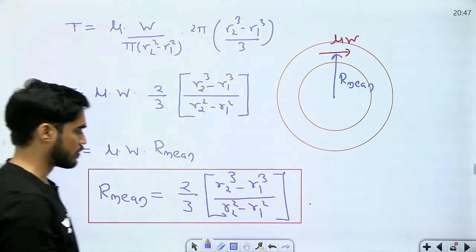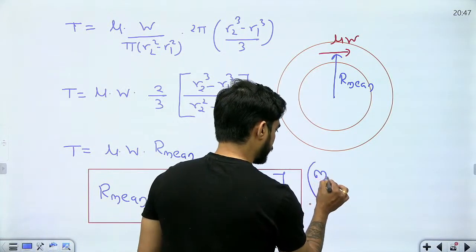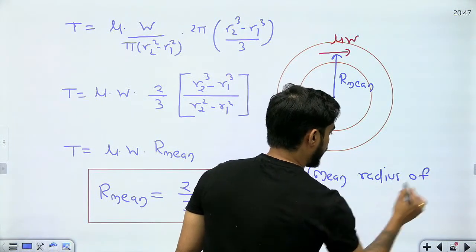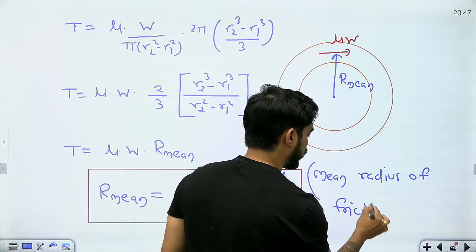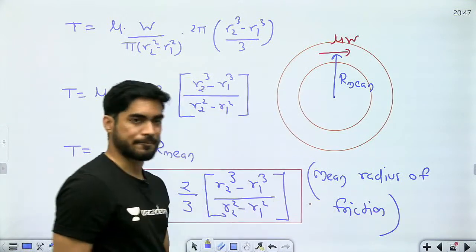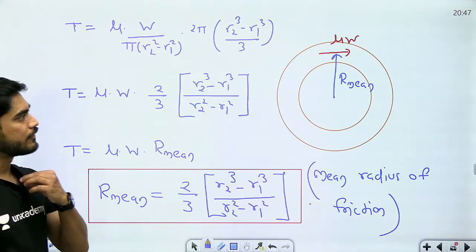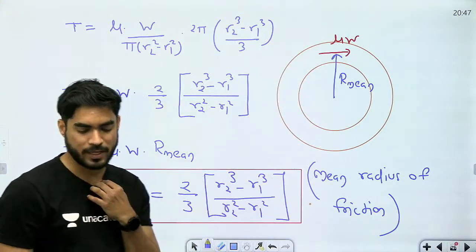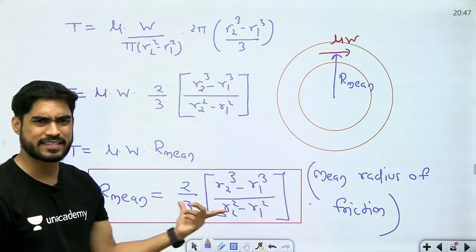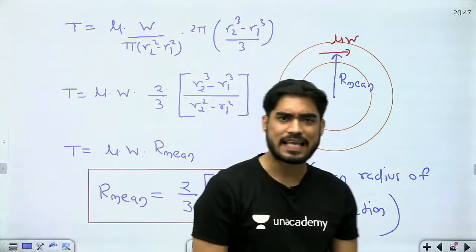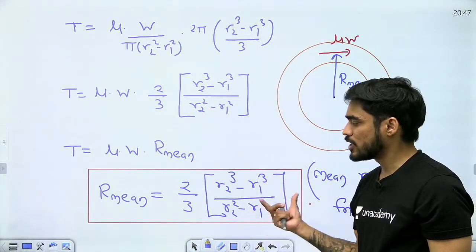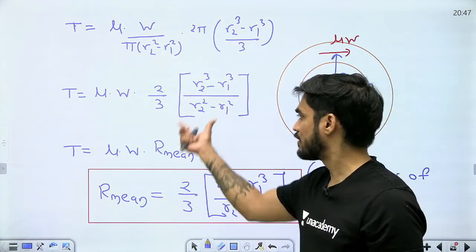So this is known as mean radius of friction. Okay, so I am assuming the entire friction force is acting at one particular distance. Now you will ask me, sir, what is the use of this? What is the significance of this? Why exactly are we calculating this particular parameter? इस चीज को हम लोग calculate क्यों कर रहे हैं? Why are we converting it like this?